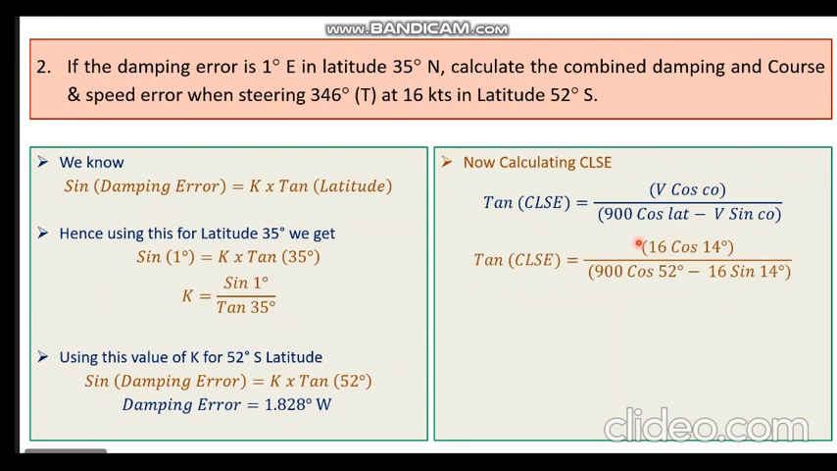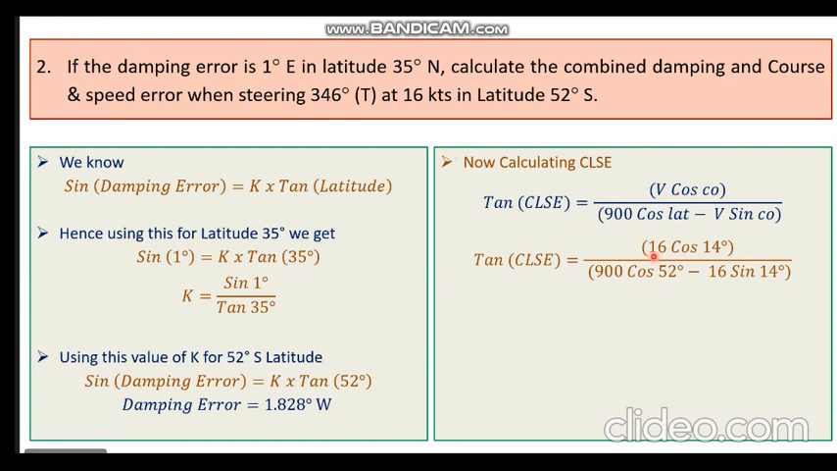Now putting all the given values, we get tan of CLSE is equal to V, and V is 16 knots. The speed is 16 knots. Cos of course. So the course is 346 degrees. We always use quadrantal notation for the course in the formula. So converting it into quadrantal notation, we get north 14 degrees west.